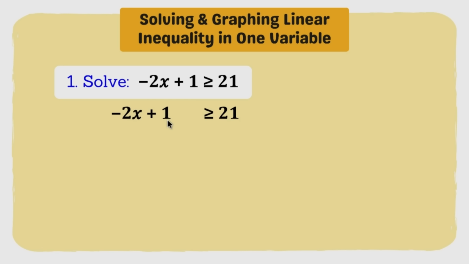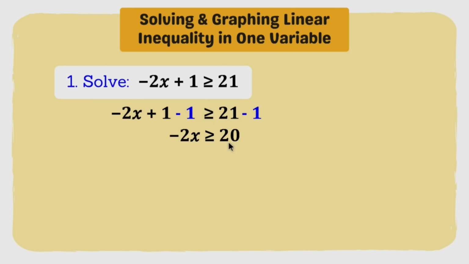Anong gagawin natin kay 1 para matanggal siya dito sa left side? We will use the subtraction property of equality. We will subtract positive 1 in both sides, or minus 1 lang po. Pwede rin po ang addition property of equality by adding the additive inverse, which is plus negative 1. Parehas lang po yun. So, 1 minus 1 para matanggal itong 1 natin. And then, sa kabilang side, kung anong ginawa natin sa left side, ganun din po ang gagawin sa right side. So, our answer will be negative 2x is greater than or equal to 20 because 21 minus 1 is 20.